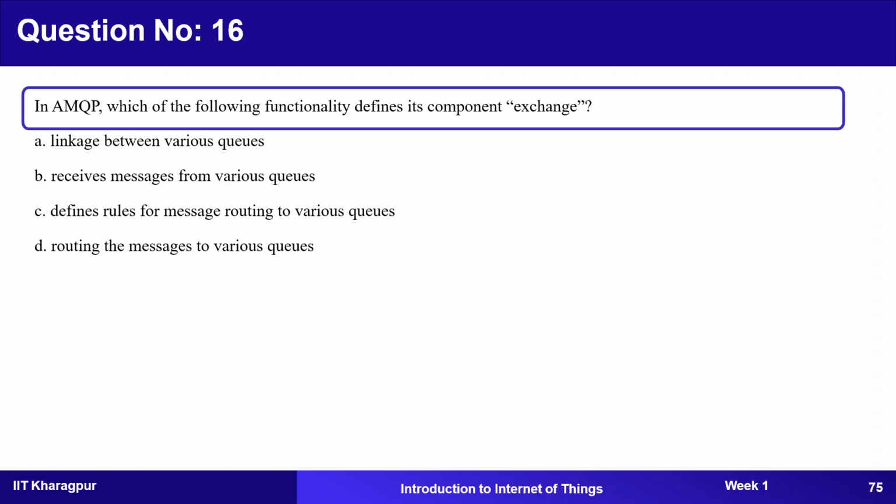Next question is, does 6LoWPAN allow interoperability between IEEE 802.15.4 based wireless devices and other IP based devices? Options are yes or no. So the correct option for this is yes.